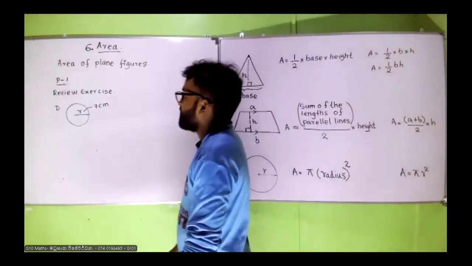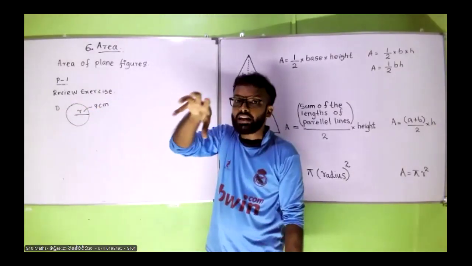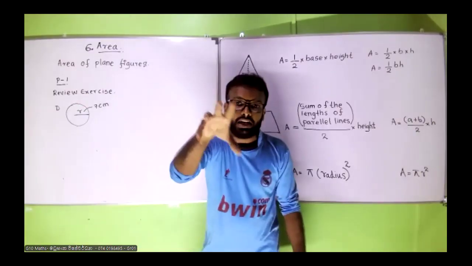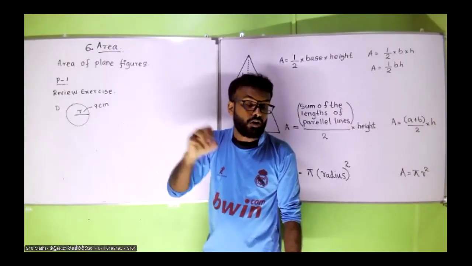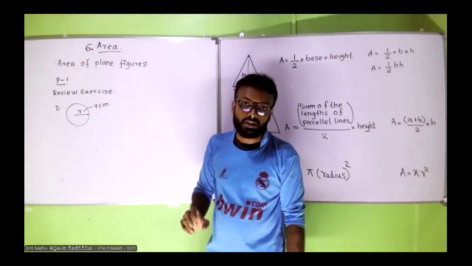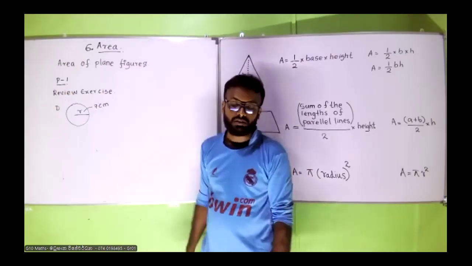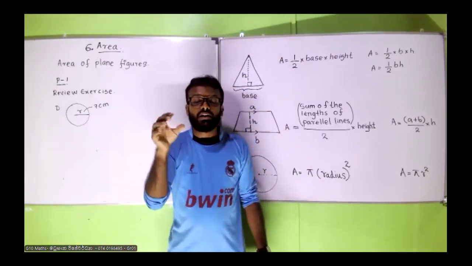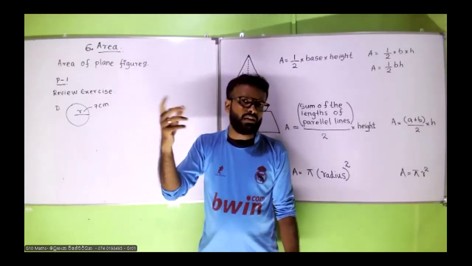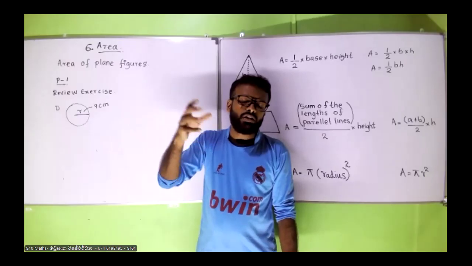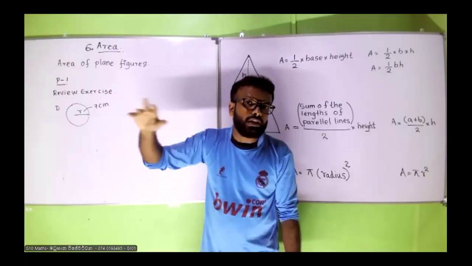Under the review exercise part D, first of all, you have to find the area of a circle where the radius equals 7 centimeters. And you need to be very careful about the unit when you are giving your final answer. When you are using single lengths, you can give your answer in centimeters, meters, kilometers.